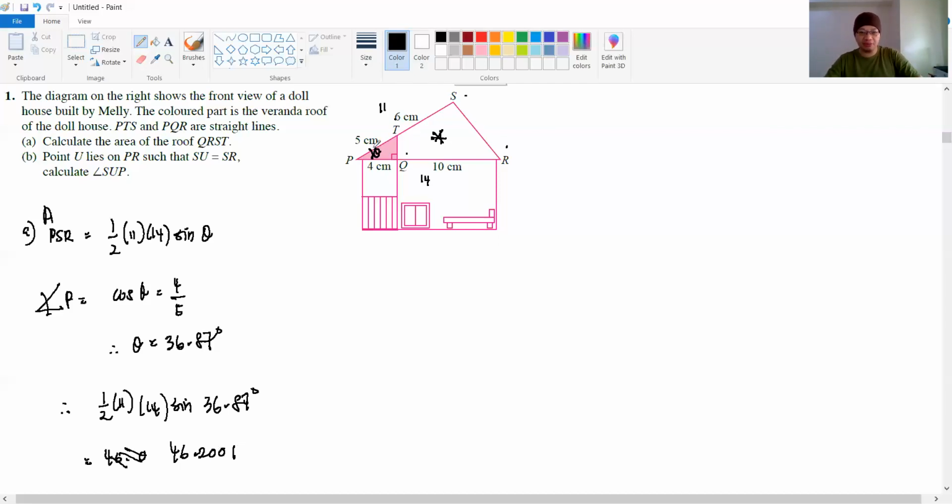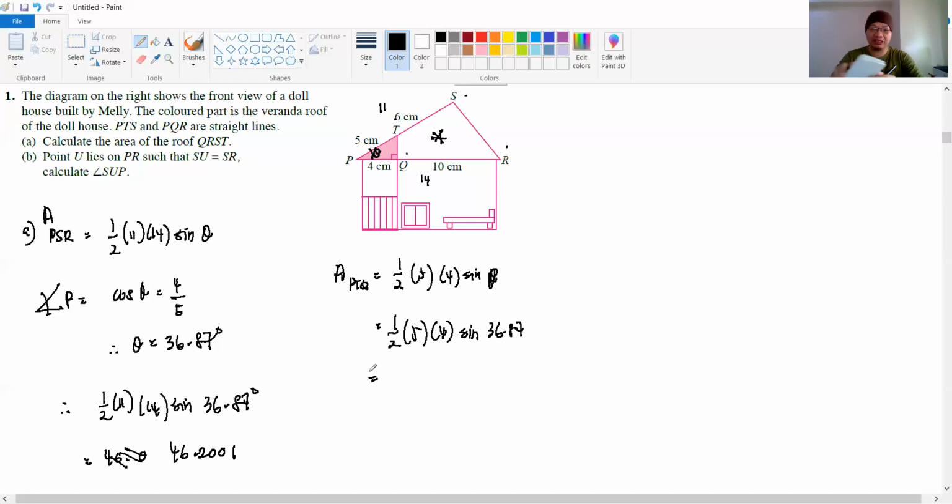Now we need to deduct this small area. So the small area PDQ, right? Area of PDQ is 1 over 2, 5, 4, and the sine theta, the sine of P here. Same thing. So 1 over 2, 5, 4, sine 36.87. So you compute this. How much is that? 1 over 2, 5, 4, sine 36.87. So the answer will be 6.000.